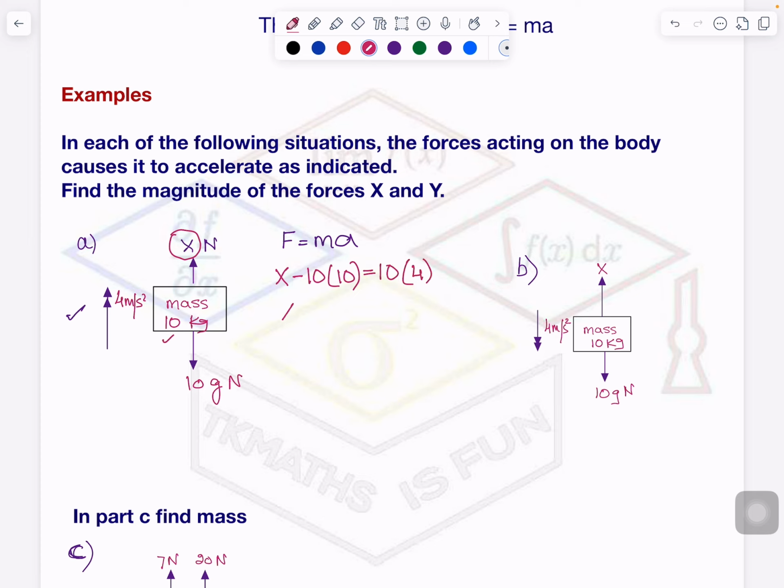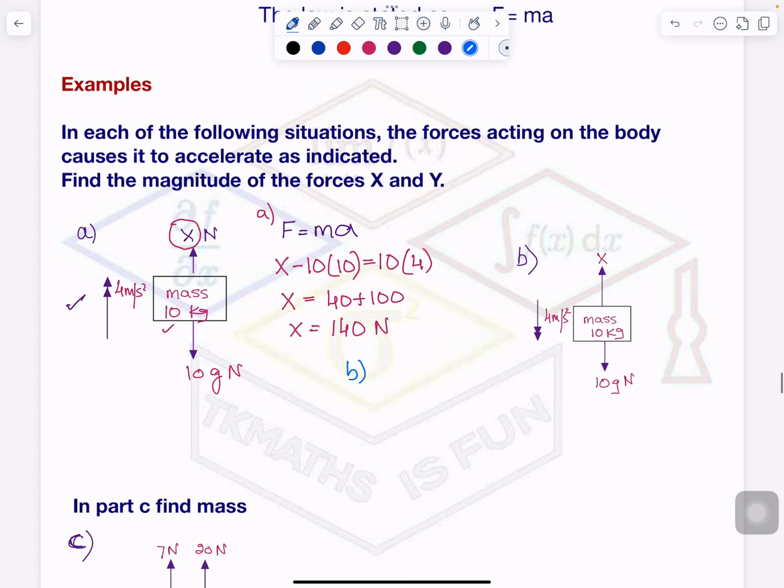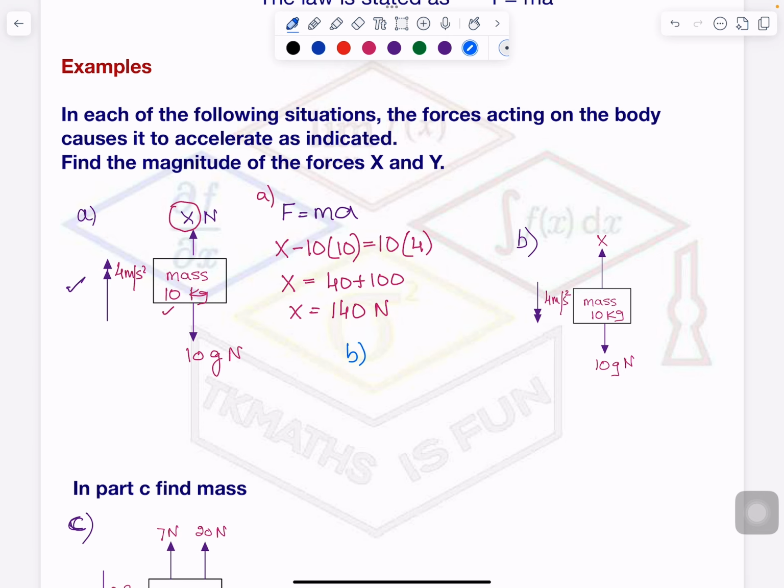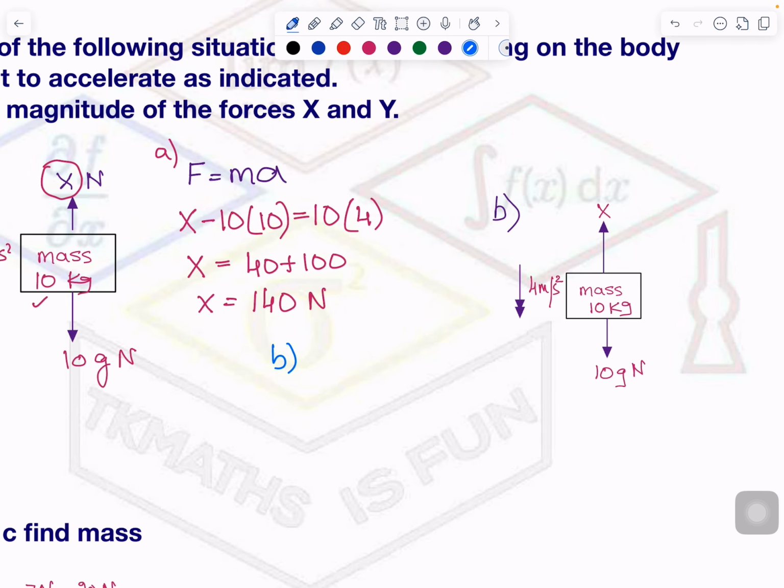So you can take out your calculator quickly. 10 times 10 is 100, and it is 40 plus 100, so it will become what? 140 Newton. So the force X is 140 Newton. So this is part A. Let's do part B. In that case, every value is the same, but the acceleration is happening downward. So what will you do now?